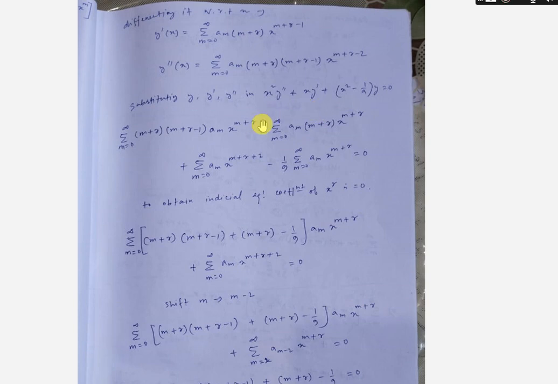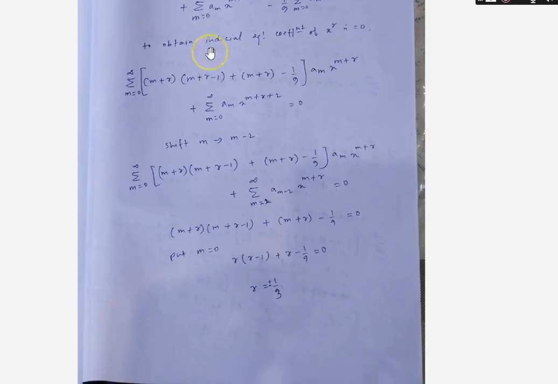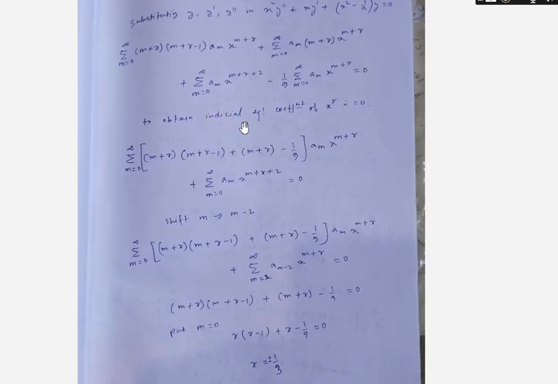Substitute this value of y dash and y double dash in the differential equation: x y dash plus (x square minus 1 by 9) y is equal to 0. And then we need to obtain the initial equation, when the coefficient of x to the power r will be equal to 0.